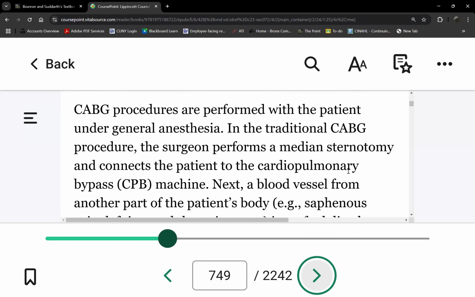We prefer an artery, of course, over a vein, because which one is more durable? An artery. However, not all patients will qualify for an arterial bypass graft.